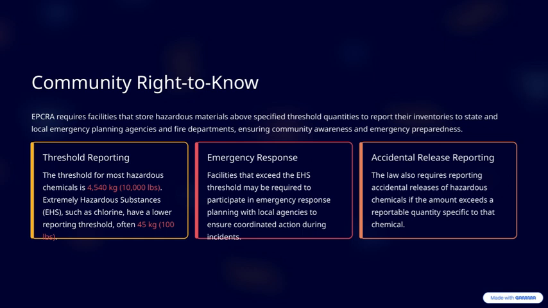This brings us to threshold reporting. Under EPCRA, facilities that store hazardous materials above these specified quantities must report their inventories to state and local emergency planning agencies, as well as fire departments. The goal here is to promote community right to know, ensuring that local communities are informed and prepared for possible emergencies. All these points tie back to our overall theme of safety and preparedness. By understanding and complying with these reporting requirements, we help protect both the environment and public health.